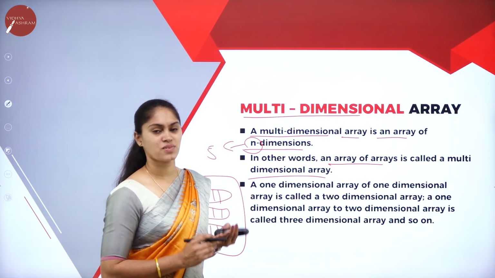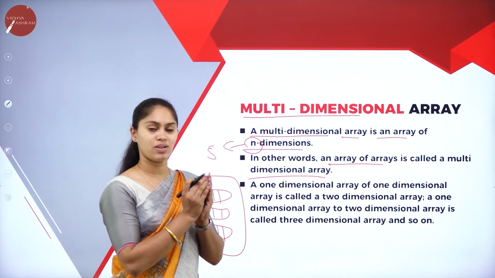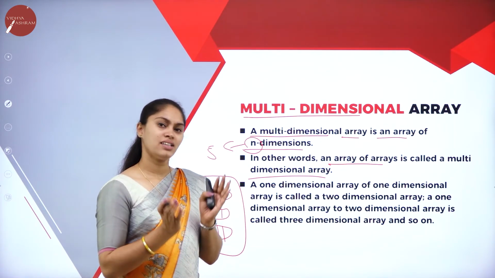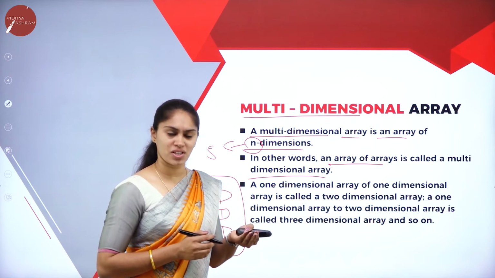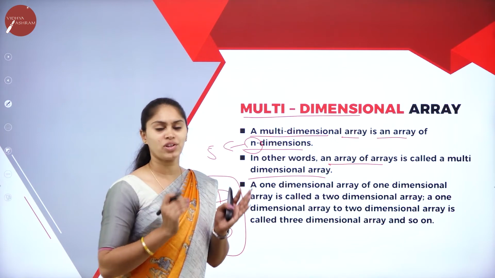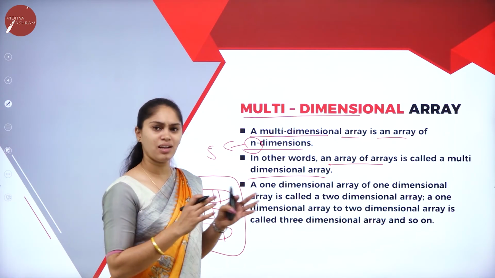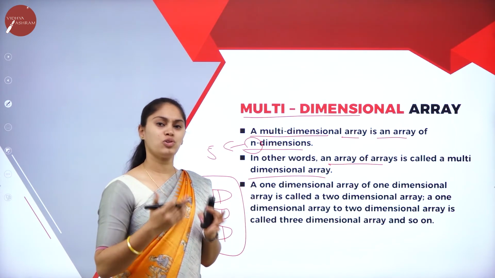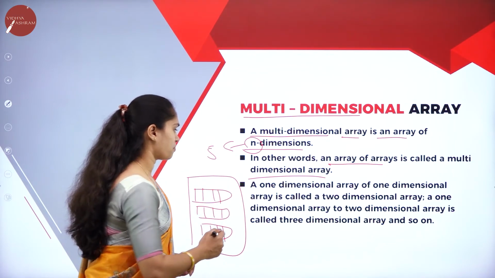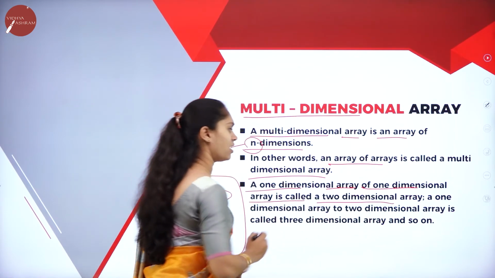If I am going to hold a 2-dimensional array, or n number of two-dimensional arrays, that is also considered a multi-dimensional array. If I have a collection of one-dimensional arrays, together I call that a multi-dimensional array. It can comprise n number of dimensions. More than 2 dimensions, everything is considered a multi-dimensional array.